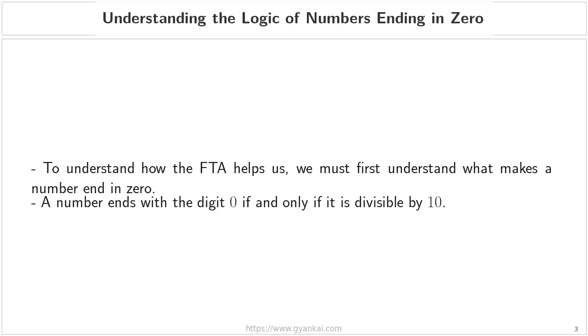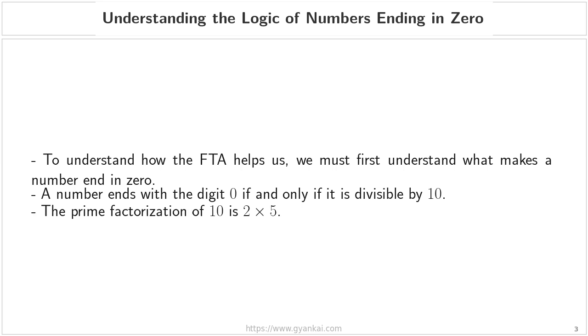Think about it. A number ends with the digit 0 if, and only if, that number is divisible by 10. If we look at the number 10 itself and break it down into its most basic building blocks, its prime factorization, we see that 10 is simply 2 times 5.